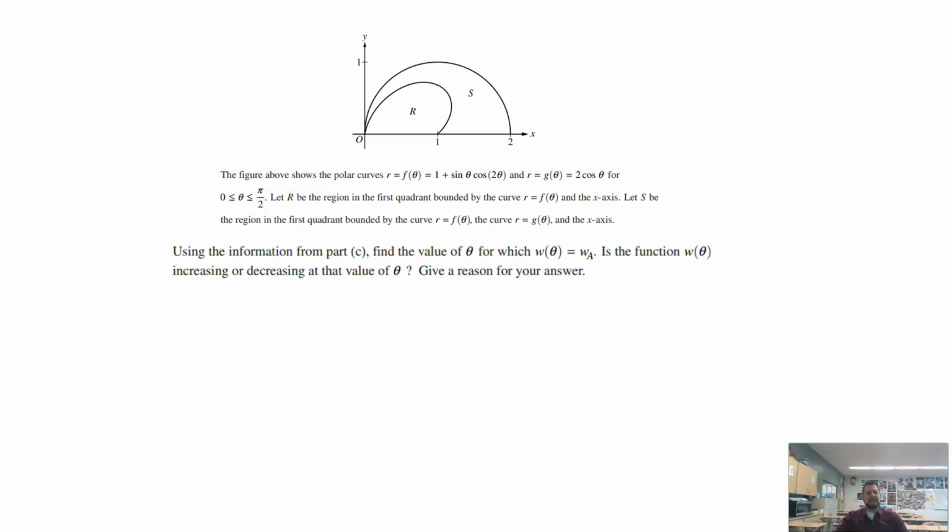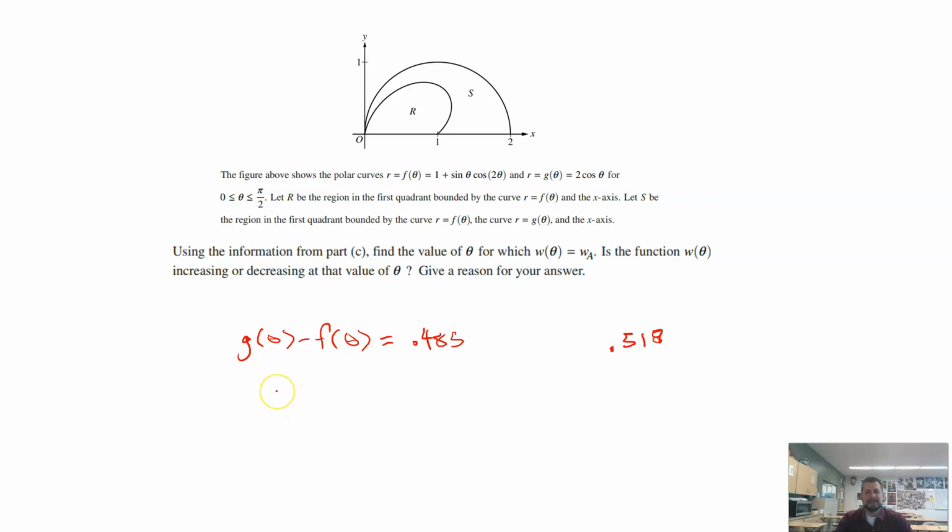Letter D says, using that information, so that 0.485 that we just barely got, find the value of theta for which w of theta, so again, that's g of theta minus f of theta, is equal to that average value that we just found, 0.485. Okay, so you put that into your calculator and you find out that happens at 0.517 or 0.518. It rounds up to 0.518. So that is where they're equal to each other.